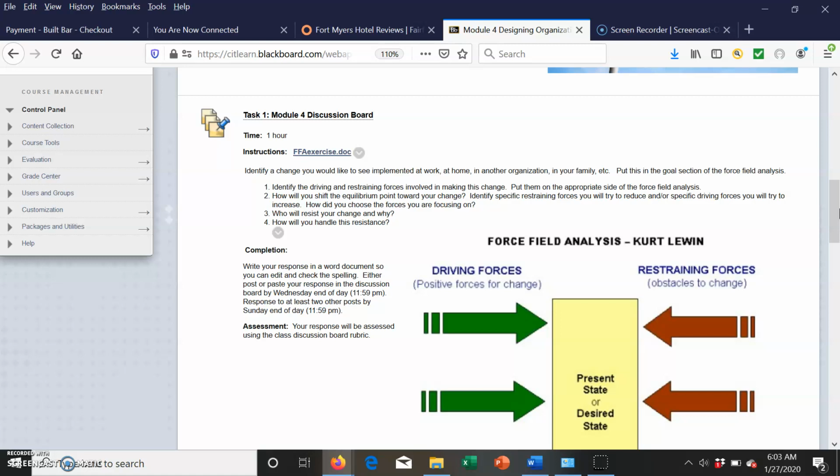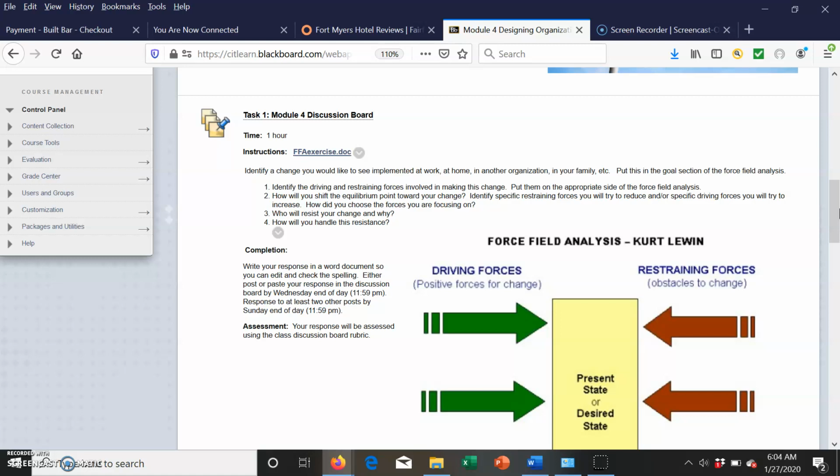So the first step is to identify a change you would like to see implemented at home or at work, and state it specifically as your goal. And then identify the driving forces. So what are the forces in favor of the change? So who is in favor? Why are they in favor? Oftentimes just external forces, changes in the environment, technology, people are the driving forces.